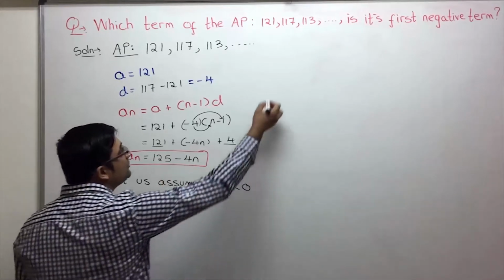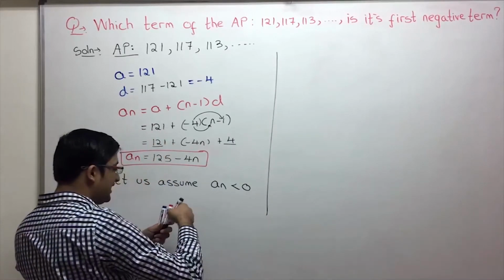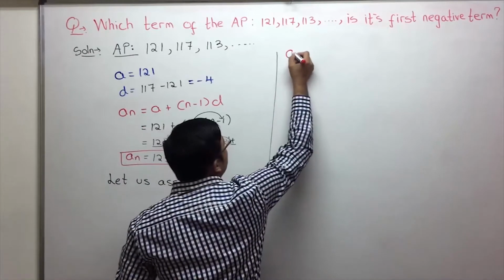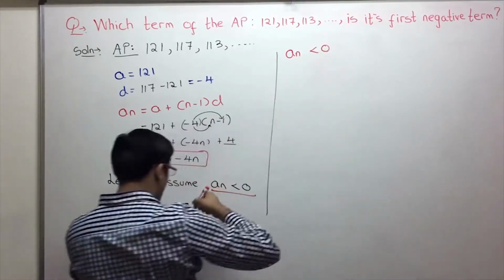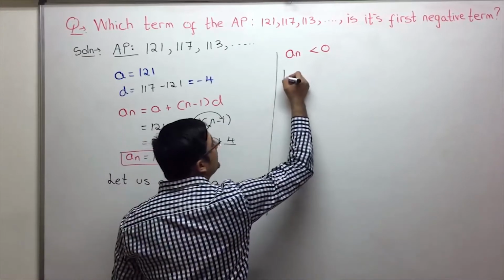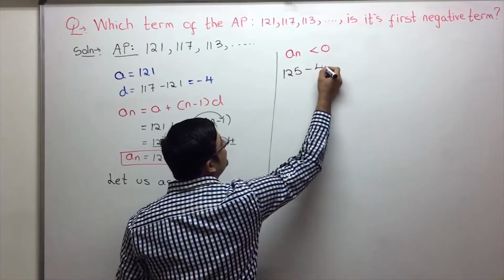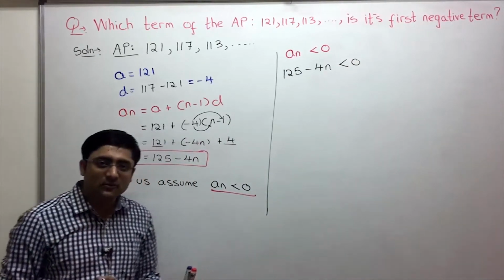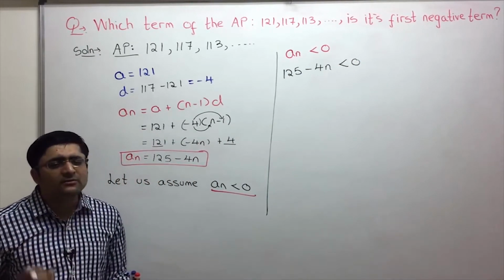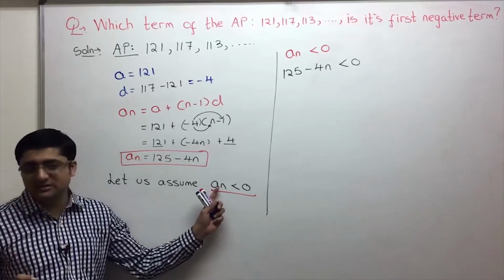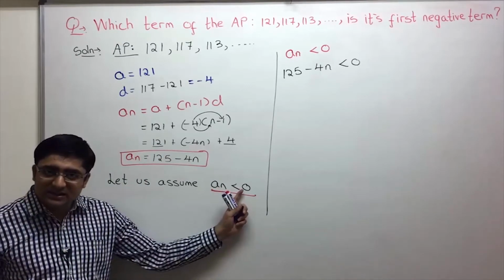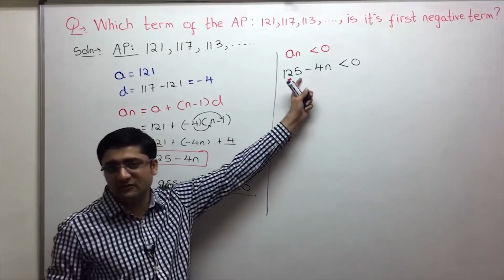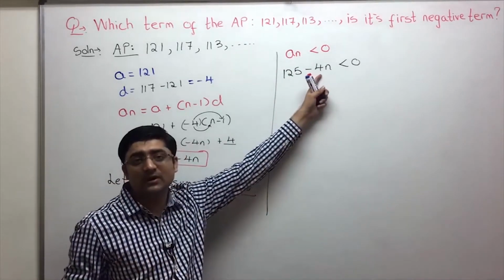So now I'll continue it over here. an is less than 0. This is basically the condition. The nth term is less than 0. What is the nth term? 125 minus 4n. Put this less than 0. Is this clear? I repeat once again. We have to find the first negative term. So let us assume the nth term is the first negative term, meaning negative means less than 0. So an is less than 0. What is the nth term? 125 minus 4n. So now we have to solve this inequality.